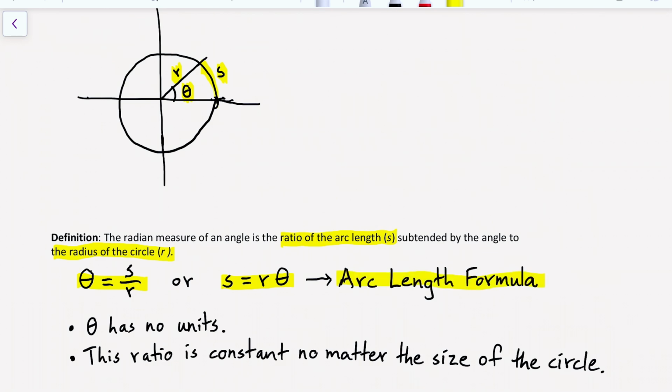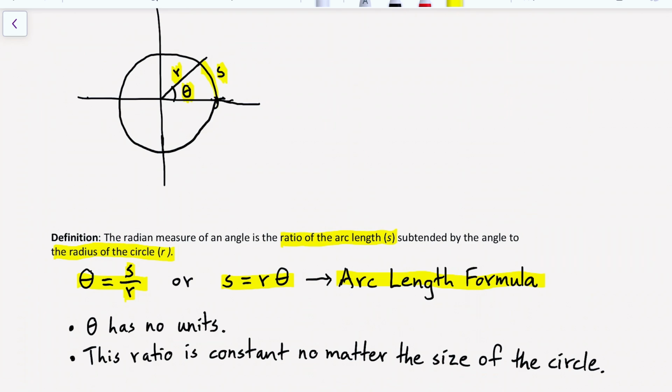But I want to think about this ratio, theta equals S over R. A couple of things that we see from this. One is that theta has no units. Theta represents an angle measure, and it has no length units because it consists of a length, S, divided by another length, R. So any units are going to divide out or cancel out. It's a number.